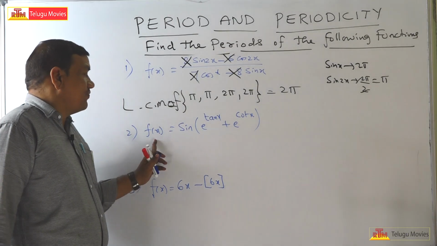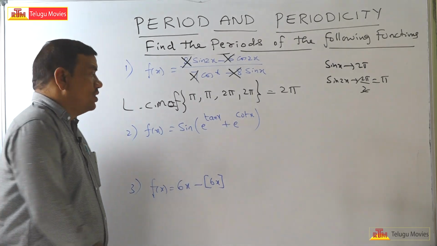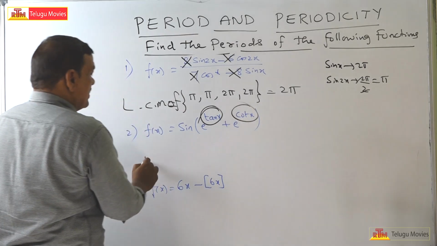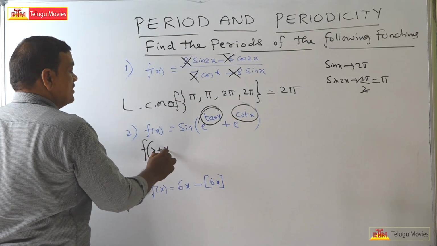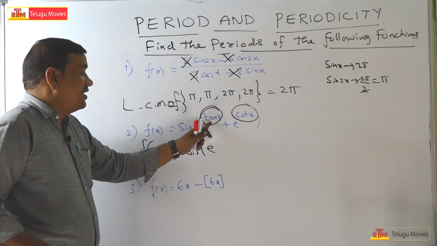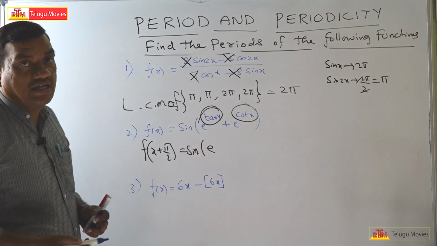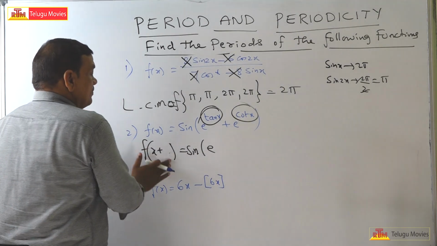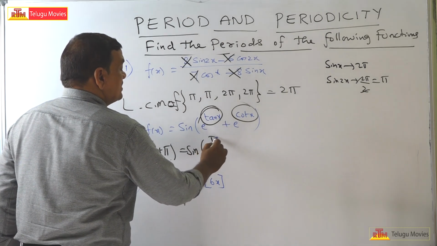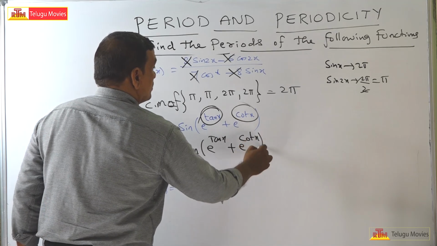Coming to here, f of x is equal to sin of e power tan x plus e power cot x. First concentrate on this tan x and cot x. For example, if we put x equal to x plus pi by 2, what happens? Sine of e power tan of pi by 2 plus x. Here we cannot keep pi by 2; you keep pi, then only it will work. Therefore e power tan of pi plus x is equal to tan x, and e power cot of pi plus x is equal to cot x.